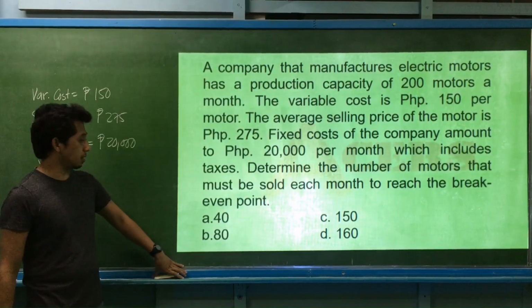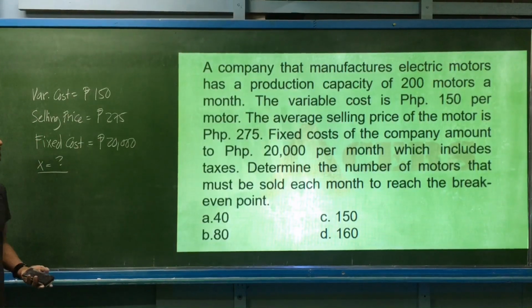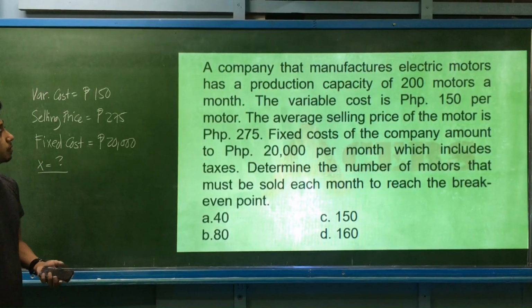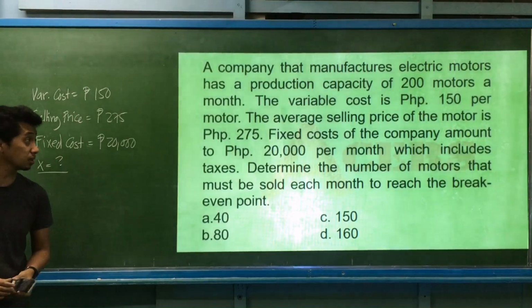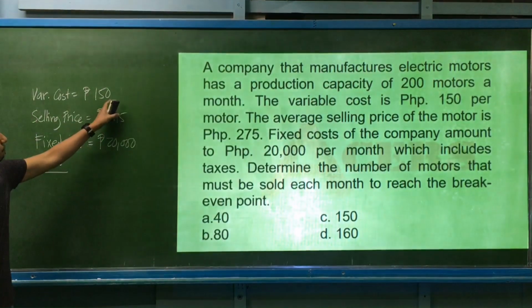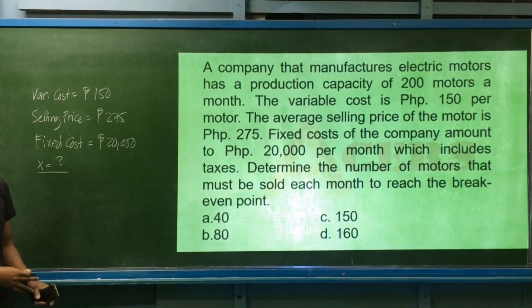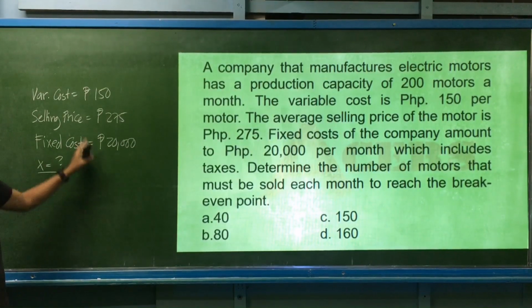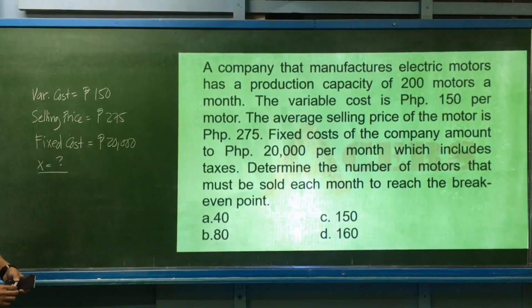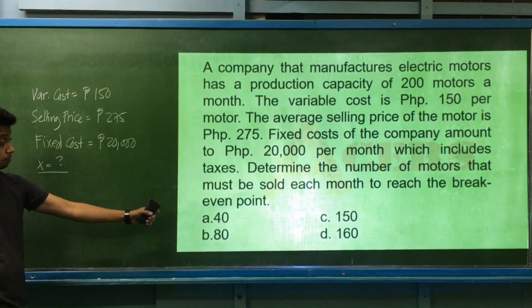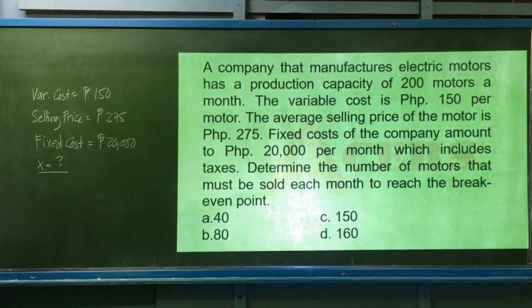Next example, this is for break-even. So a company manufactures electric motors, has a production capacity of 200 motors a month. The variable cost is 150 pesos per motor. Average selling price of the motor is 275. Fixed cost of the company amount to 20,000 per month, which includes taxes. Determine the number of motors that must be sold each month to reach break-even point. So A 40, B 80, C 150, then D 160.